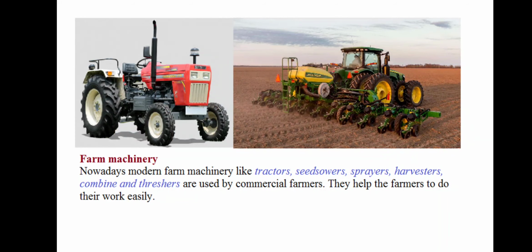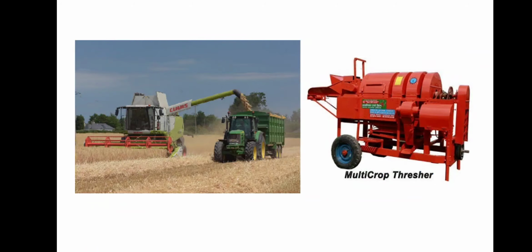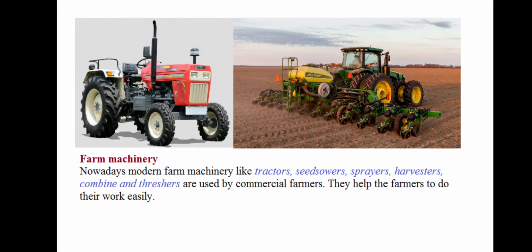Now we just saw seeds. Just because we have a seed doesn't mean that we are going to get crops, but we need to plant the seed in the field. So now we'll be looking at some of the farm machineries which we use to plow the fields, cut the crops, and help in sowing and spraying pesticides and everything. So we'll be looking at a few of the farm machineries.